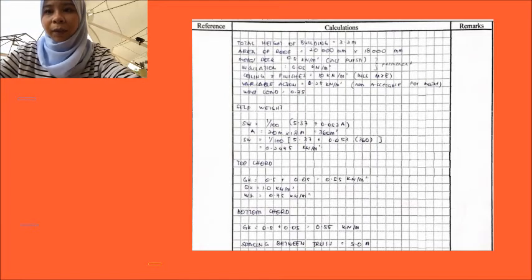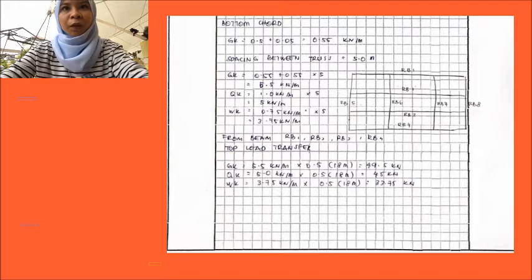For the bottom chord, the GK is the same as the top chord, which is 0.55 kN per meter square, and the spacing between truss is 5 meter. So GK times 5, QK times 5, and WK also times 5.